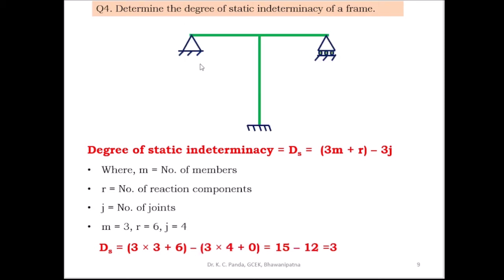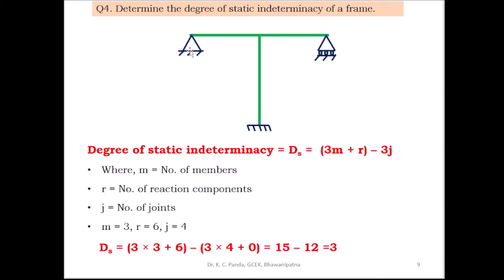Then coming to the next example, this is the frame, and here this is hinge support, this is roller support, and this is fixed support. And this is the formula. So using this formula you can determine the degree of static indeterminacy. ds is equal to 3m plus r minus 3j. So here the number of members are equal to 1, 2, 3. M is equal to 3, and the number of joints are equal to 1, 2, 3, 4. 4 joints, and number of reaction components.